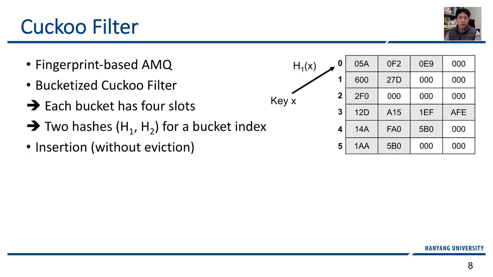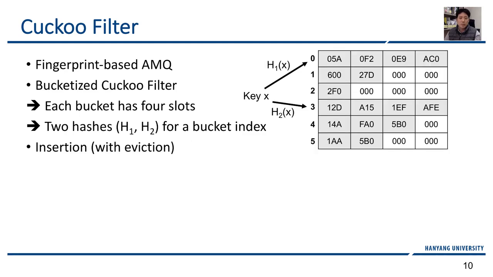For insertion, we use the hash to find the bucket and store the fingerprint in an empty slot like this one. This insertion does not need an eviction. As opposed to this insertion here, the 2 buckets for H1 and H2 are full. Then we select a slot to evict and store the fingerprint of X in the evicted slot. Now we need to insert the evicted fingerprint. This eviction makes Cuckoo filter slow in high load factor when most buckets are full.